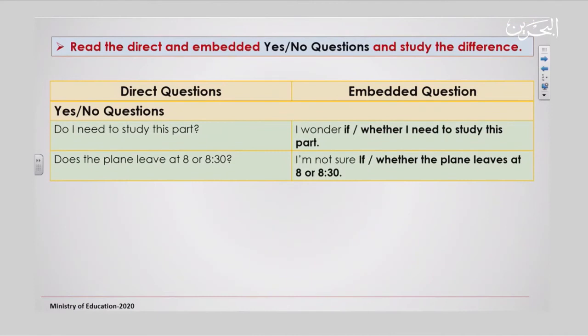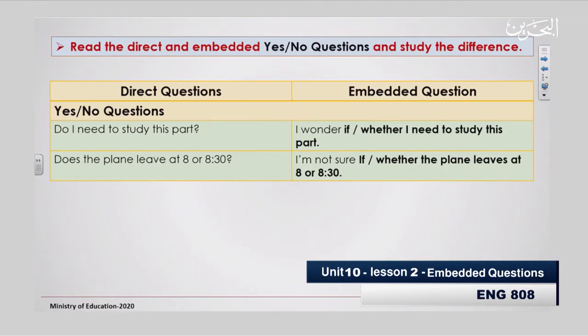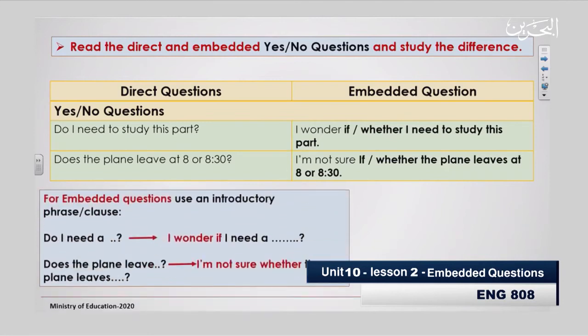Now let's look at another type of question. Here we have yes or no questions. And again, I will give you 1 minute to read the questions and try to find what the difference is between them. So how do we write yes or no questions, and how do we write embedded questions? You have 1 minute to read and find the differences. All right, let's discuss it together.